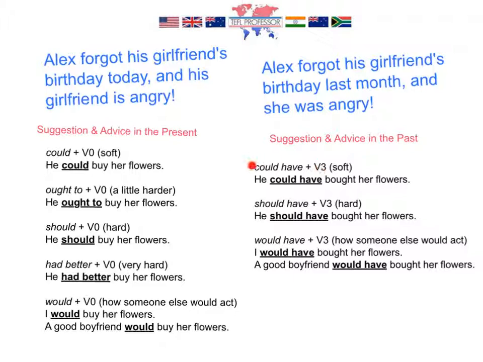So we say could have. Again, it's pretty soft, just like over here. He could have bought her flowers. He should have bought her flowers. Again, a little bit harder. And we can also use the same construction with would. I would have bought her flowers, or a good boyfriend would have bought her flowers. So this is in the past. We just use this have construction. We don't use ought to or had better with have. So these two are actually out when we talk about the past, suggestions and advice. We're really only looking at these three.